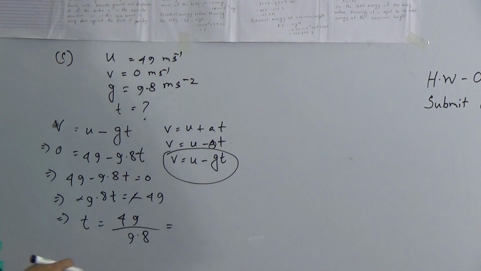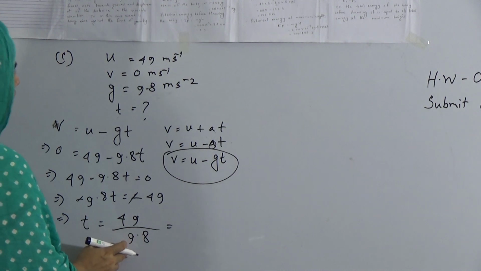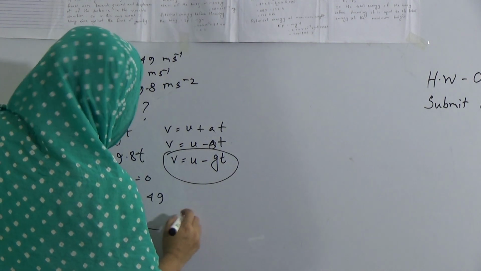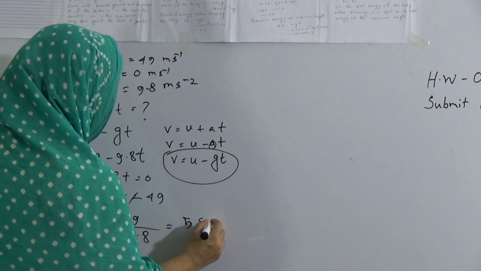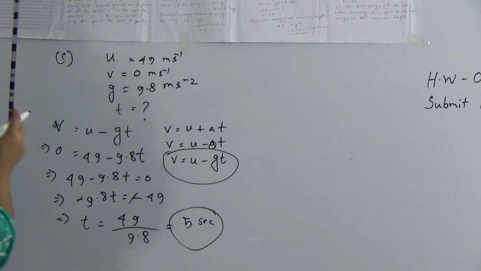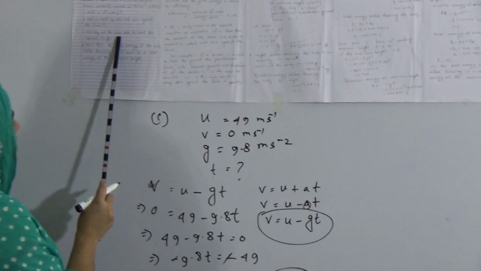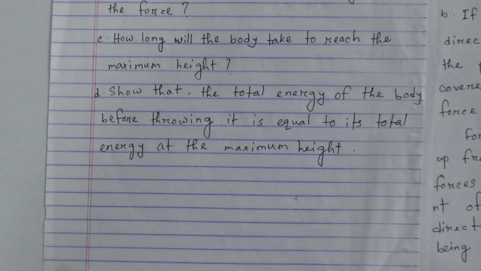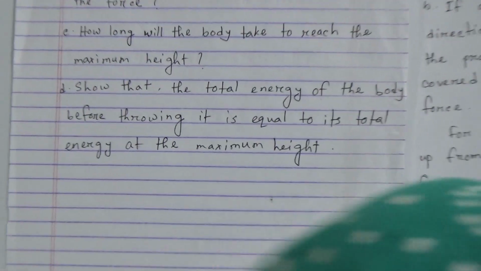So do the calculation, 49 divided by 9.8 will be 5, and the unit of time is second. So 5 seconds is how long this body will take to reach the maximum height. My dear students, I hope all of you have understood this mathematical problem. Now question number D. We will solve question D now.